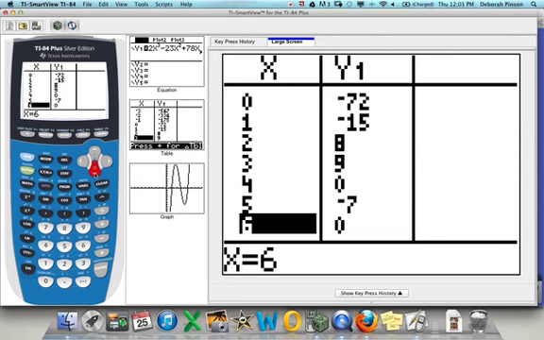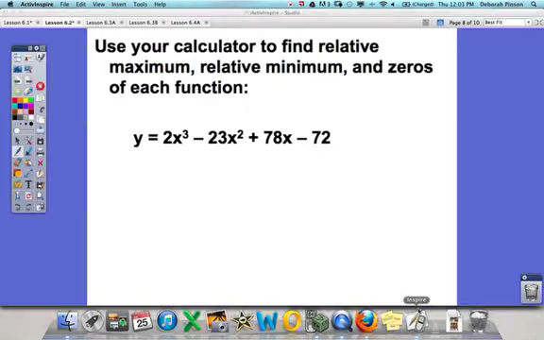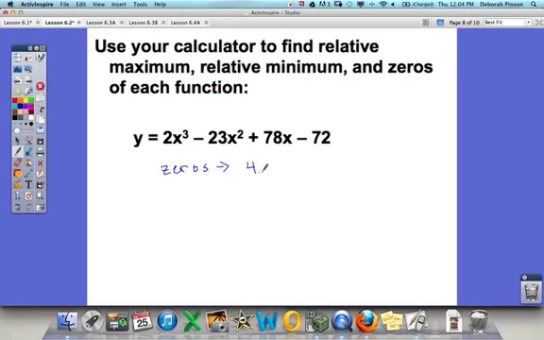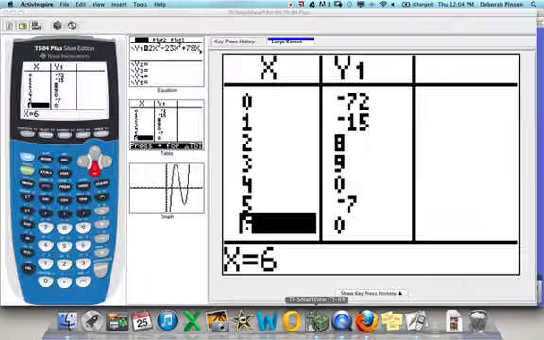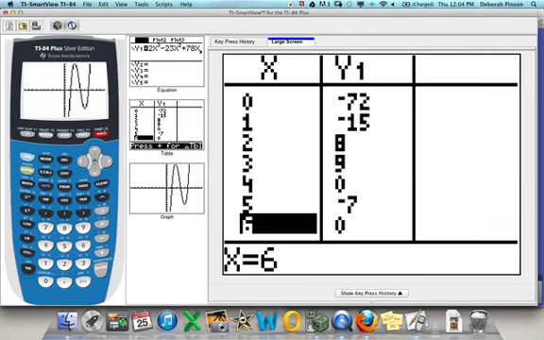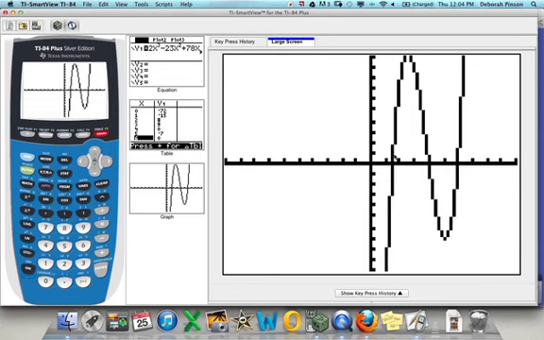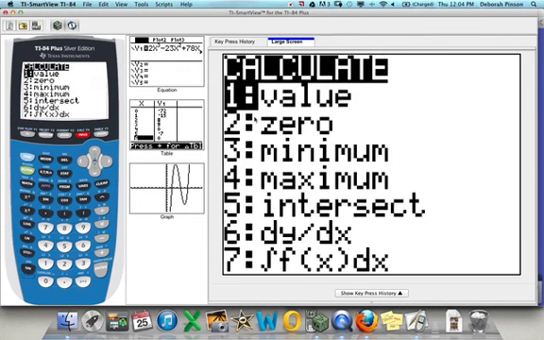Go ahead and go down where I can see 6. So here it's 6 at 0, here it's 4 at 0. So 4 and 6 are two of my zeros. The other one is going to be a little bit harder to find because it's at a fractional value. So I'm going to go to my calc menu, second calc, and I'm going to ask it to find a zero.